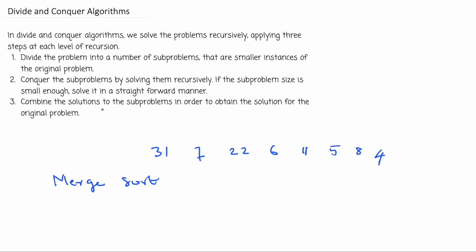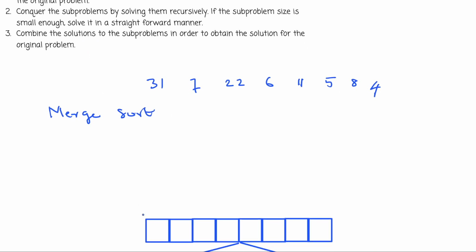Merge sort actually uses the divide and conquer approach. So as the first step, let me write these numbers into these cells. It is 31, 7, 22, 6, 11, 5, 8, 4. So this is an array of 8 numbers. Let me write the index as well, 0, 1. So in total we have 8 numbers.